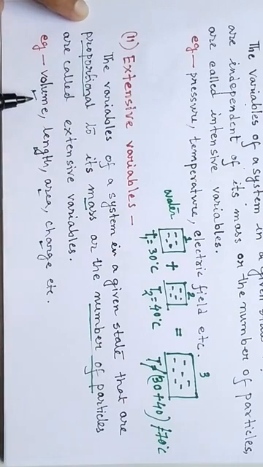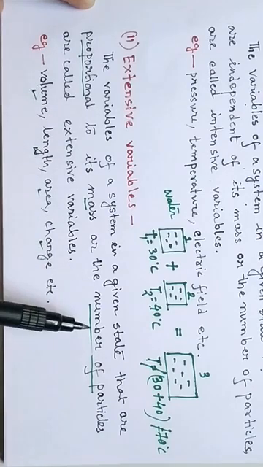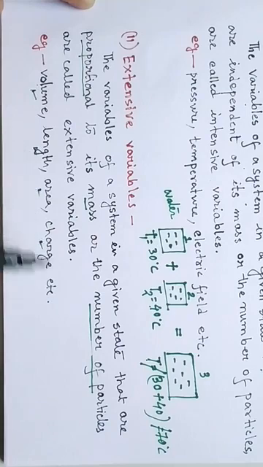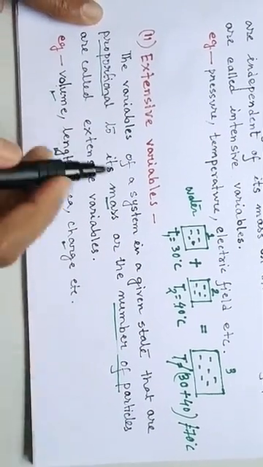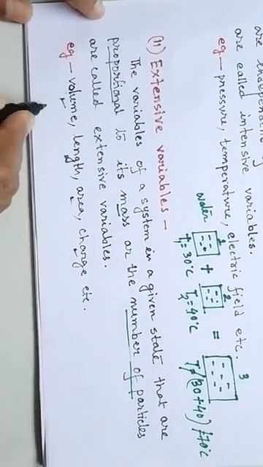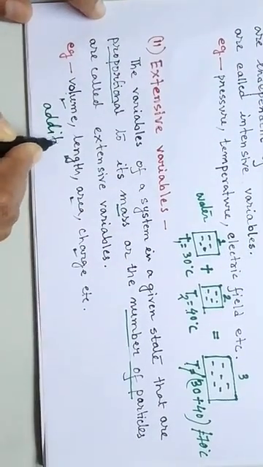It is evident that if the number of particles in a system is more, then the volume occupied by the particles will be more. So volume is proportional to the number of particles or the mass. Similarly, the same goes for length, area, and also charge. So the extensive variables are additive.